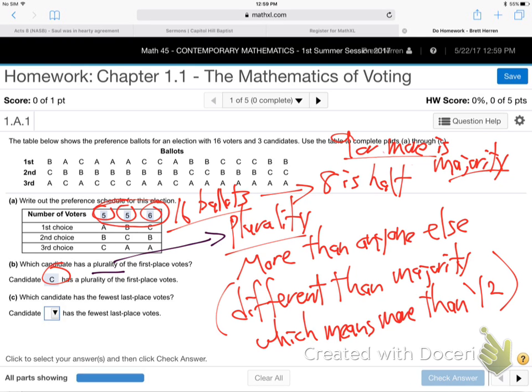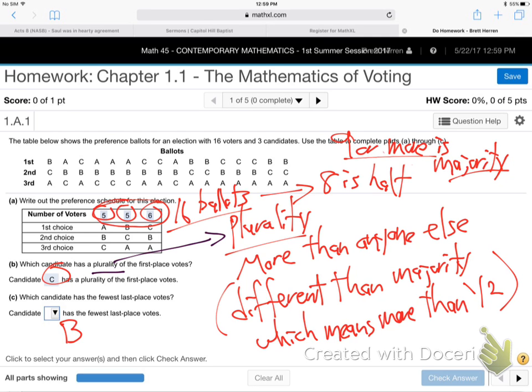Finally, question C. Which candidate has the fewest last place votes? Who has the fewest last place votes? Who's not hated, in other words? Yeah, nobody hates B. Notice, right? Nobody put B last. Everybody likes B first or second. B's not really a hated candidate, not a divisive candidate, we would say, right? So nobody has B last.